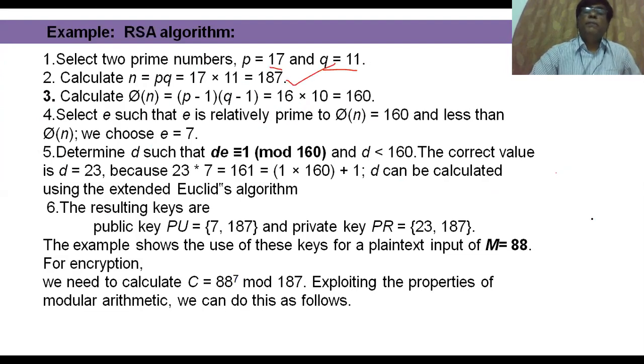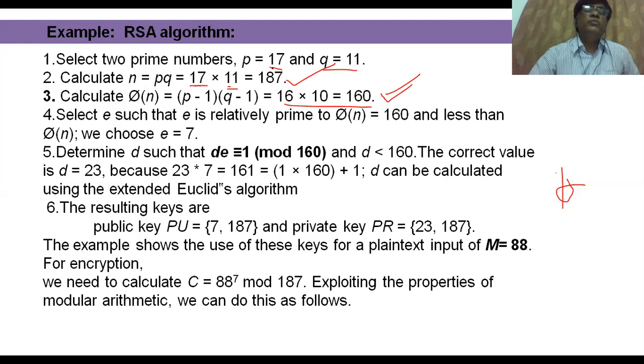Then phi of 187, phi N, is equal to (17 minus 1) into (11 minus 1). That means it is 16 and it is 10, which equals 160. So phi of 187 is 160. Now we have the phi N value. You have to assume one encryption E value. That E value should be co-prime to 160 and less than 160.